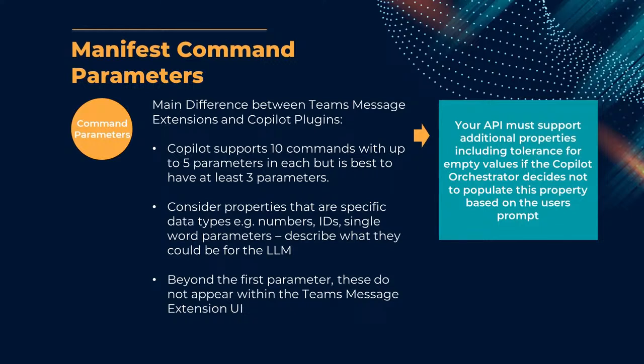Secondly, keep the properties simple, perhaps specific to their data type, such as a number or ID, single word parameters that you can use in combination with a semantic description to describe what you want Copilot to populate it. So, for example, I have used workload as one of my parameters on my API, which may represent a product within Microsoft 365 as a filter to the results coming back from SharePoint.